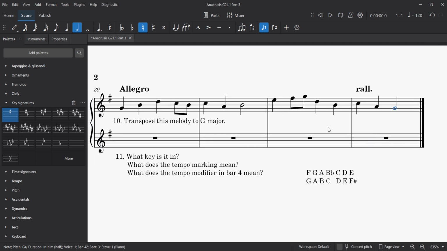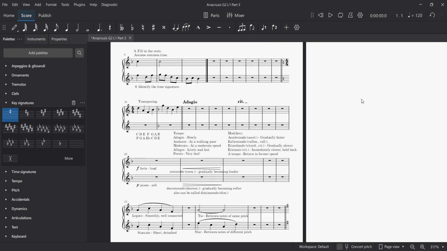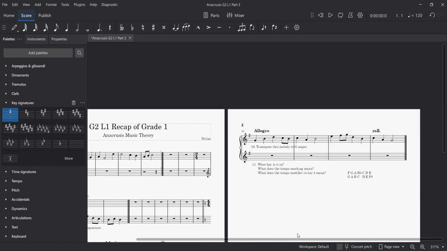Now, we've already established that it was originally in F major. Now, what does the tempo marking mean? Allegro. Now, who remembers? Let's go back to the terms, and allegro means lively and fast. So if you managed to get that without rewinding the video, props to you.